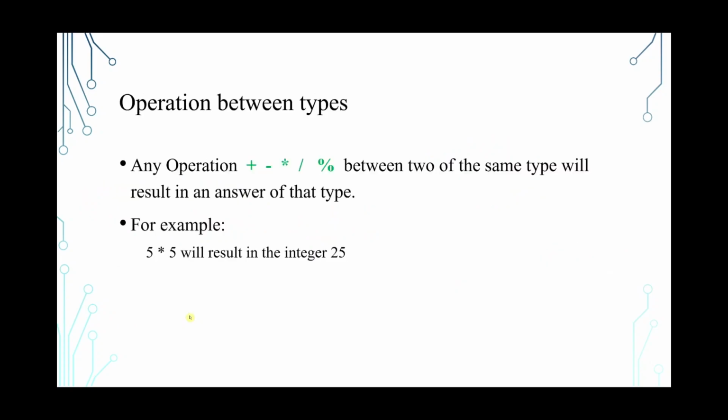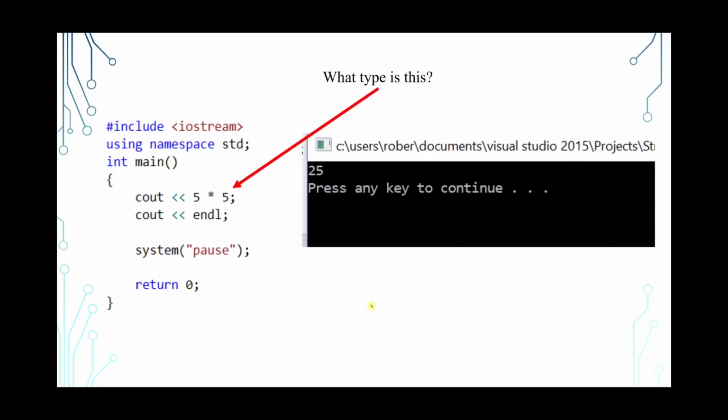So operations between types, any operation, the plus, the minus, like addition, subtraction, multiplication, division, or modulus, between two of the same type will result in an answer of that type. So for example, this is an int literal. This is an int literal. The result is going to be an integer. So if I have cout 5 times 5, this is basically 25. The computer is going to deal with them as integer and integer.